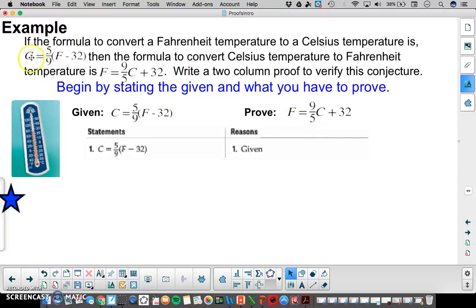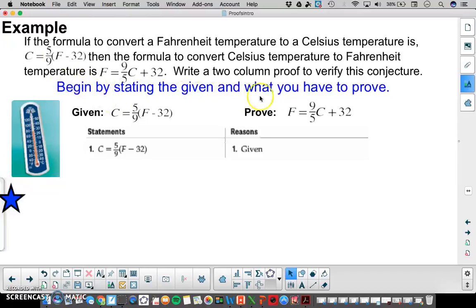Okay, here we have an example. If the formula to convert a Fahrenheit temperature to Celsius temperature is C equals 5/9 times (F minus 32), then the formula to convert Celsius to Fahrenheit is F equals 9/5 C plus 32. We're writing a two-column proof to verify this conjecture.